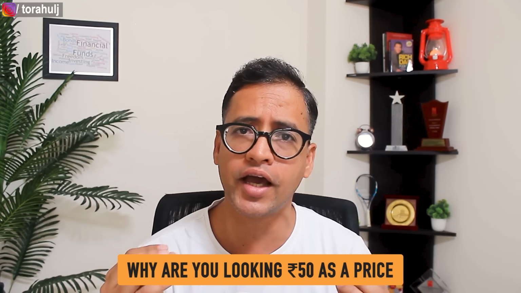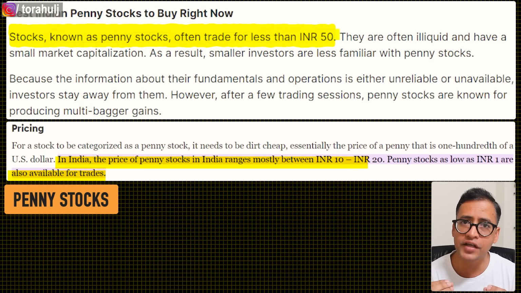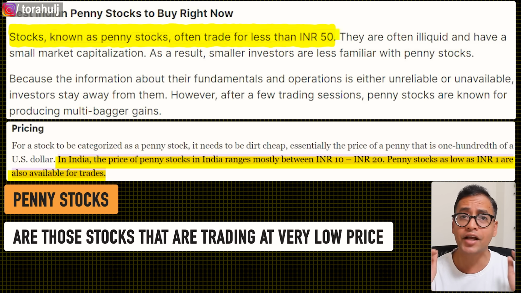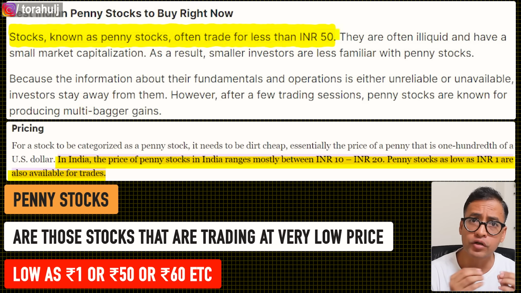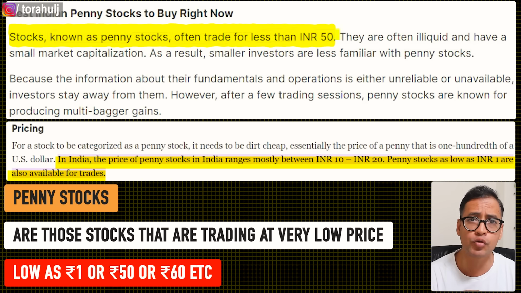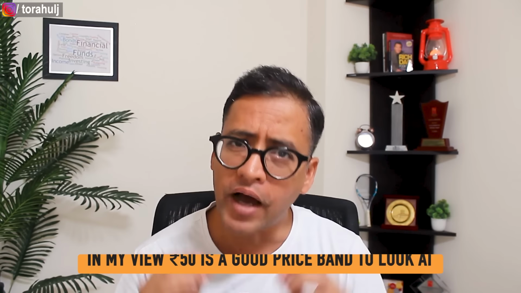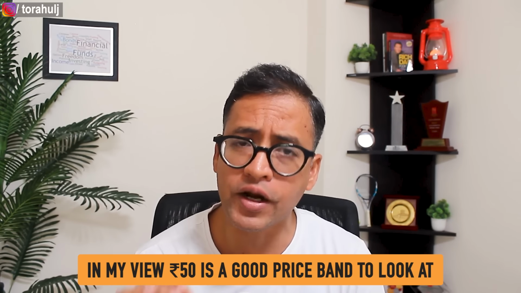Now you will ask an immediate question to me that Rahul, why are you looking at 50 rupees as a price? So please understand that penny stocks by definition are those stocks that trade at an extremely low price. The low price could be as low as 1 rupee or it could be as high as 50 rupees, 60 rupees. Now there is no strict definition of what should be the upper band here. I can decide what I feel like and you can decide what you feel like. So in my view, 50 rupees is a good price band to look at.